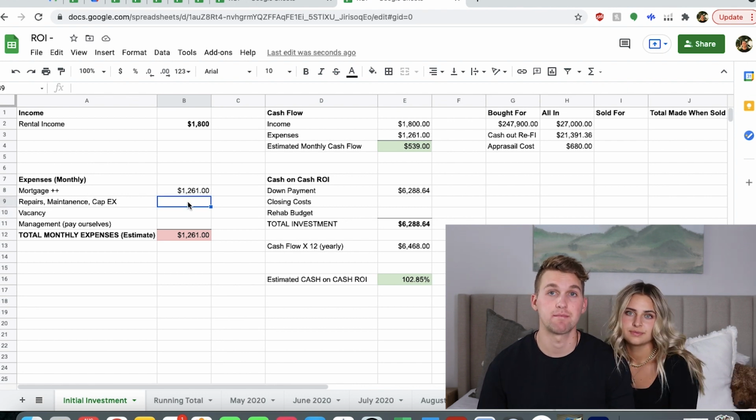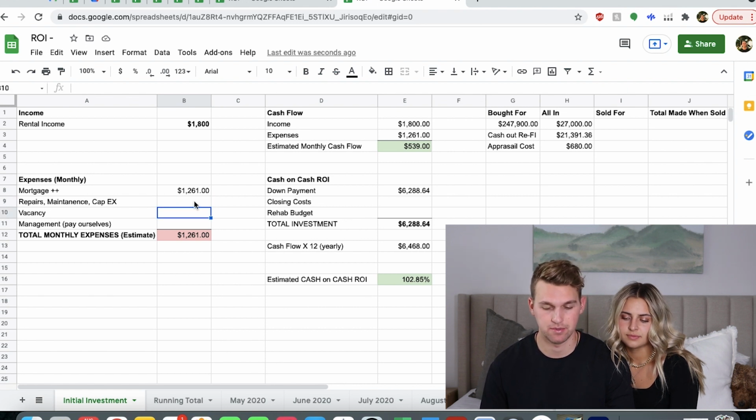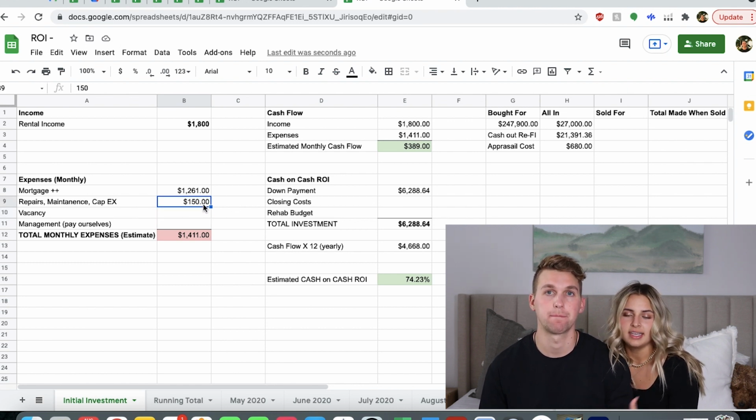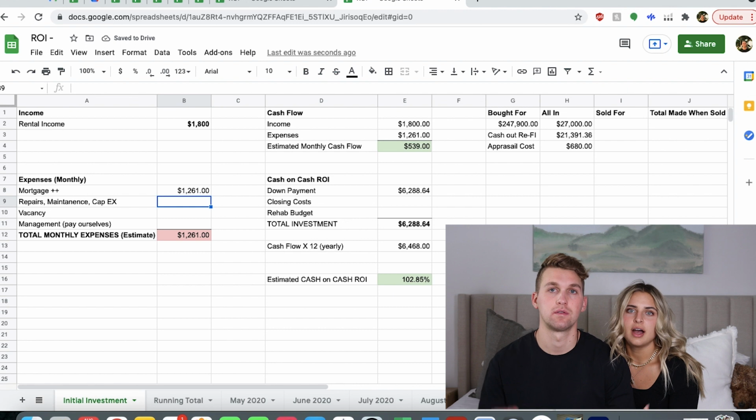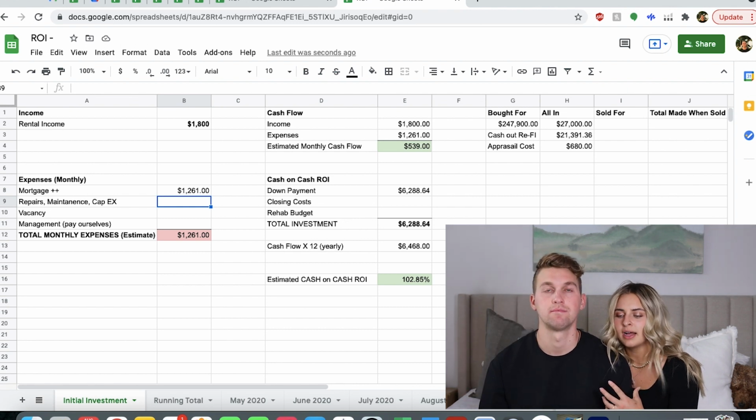When we were running the numbers on this house, we did put in numbers here for repairs and maintenance. For example, if we put in $150 per month for repairs and maintenance, as you can see, the numbers adjust themselves. We put money aside every month from the income that we receive from this house, just in case something does go wrong. We have a little savings account that comes in from the rental income.